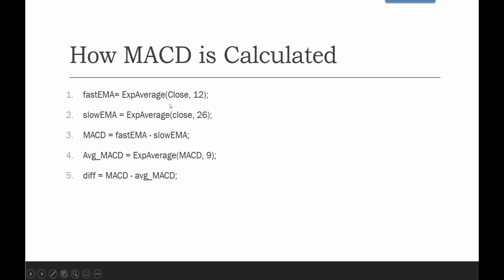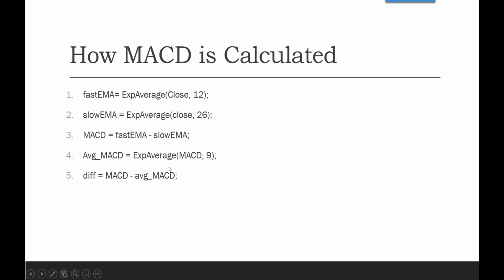In other words, it is the difference between the 12-period exponential moving average and the 26-period exponential moving average, right? Now, in order to further smooth it out, what we do is we apply a 9-period moving average to the MACD. By doing so, what we look at is if MACD is trading above the 9-period moving average of the MACD, and if so, it's considered positive.